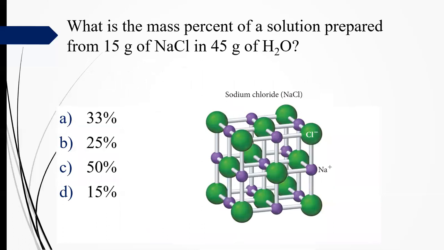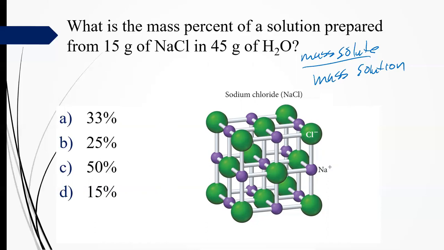Now let's look at our mass percent. So we want to find the mass percent of a solution prepared from 15 grams of NaCl and 45 grams of H2O. Now, mass percent is your mass of your solute over your mass of your solution. Now, masses we can add together because we don't have to worry about a change in mass. Mixing two materials together won't change their total mass. The mass is going to be equal to the sum of its parts.